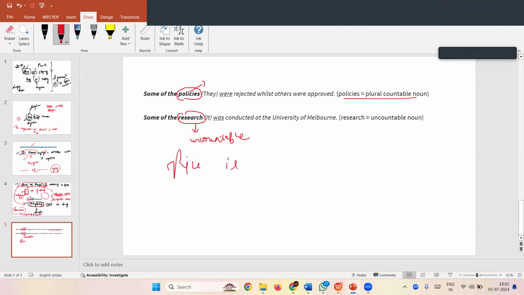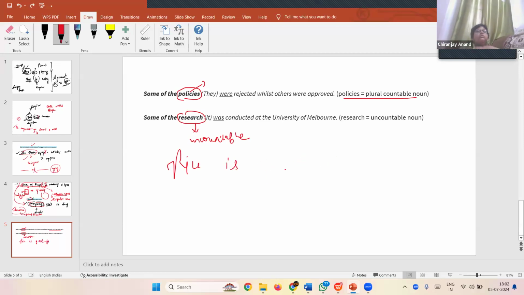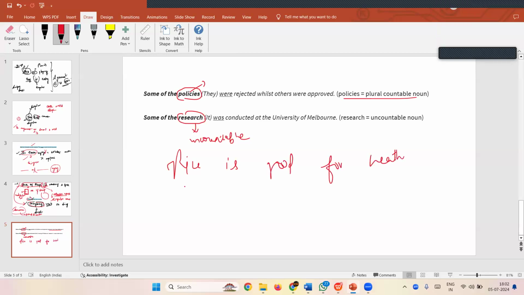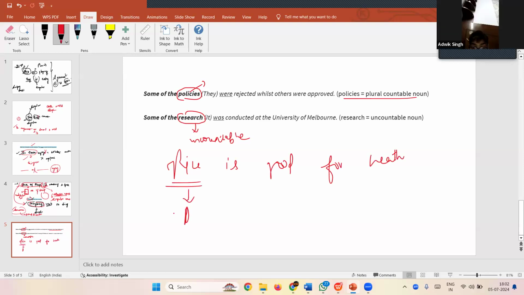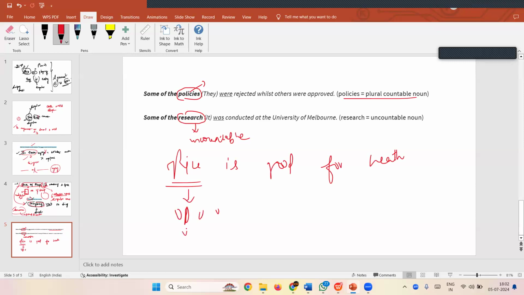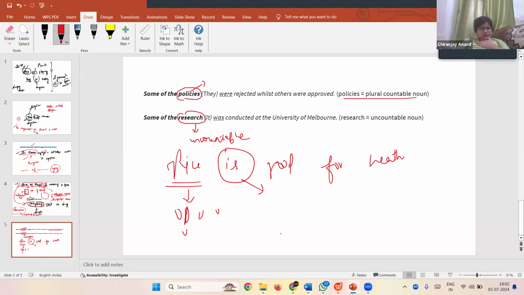Rice is good for health. Here rice means only one rice? Uncountable. No, we are saying rice means a lot of grains. But we are using is. Why are we using is? Should I use rice are? Rice are good for health. Why am I using is? Because rice is an uncountable noun. Correct. We can't count the rice. Is rice countable? No, ma'am. Okay. Fine.